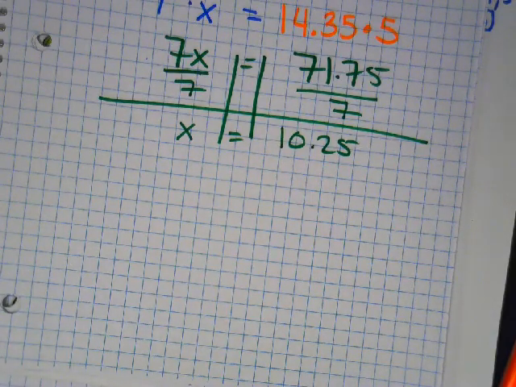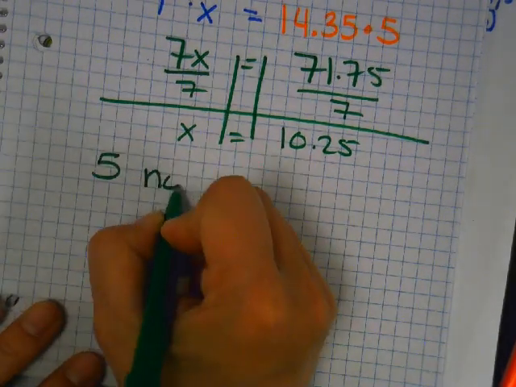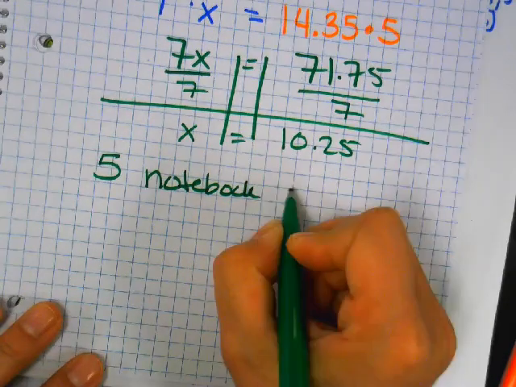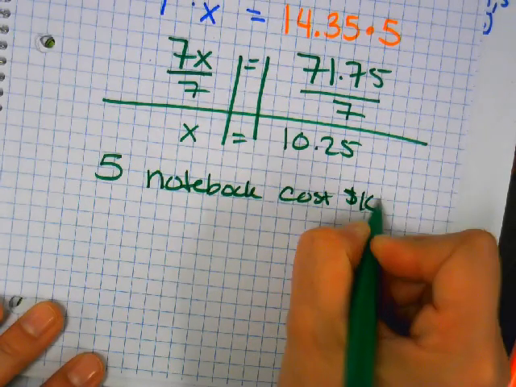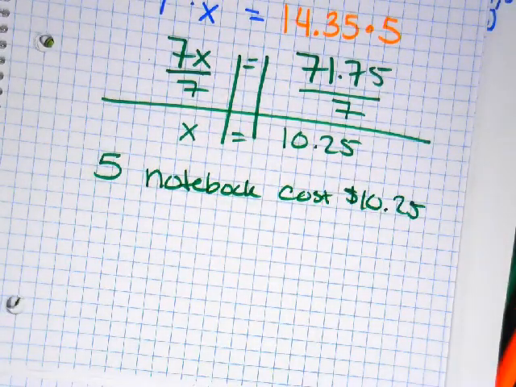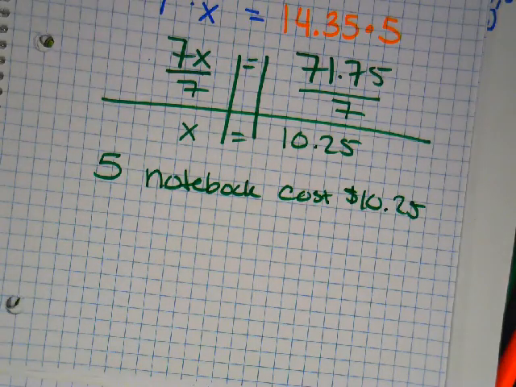So 5 notebooks cost $10.25. Did we figure out what 1 notebook cost? No, we did not. Could you write an equation? No, you cannot. Because this is not 1 notebook, this is 5 notebooks. You would still need some work to figure out the 1.